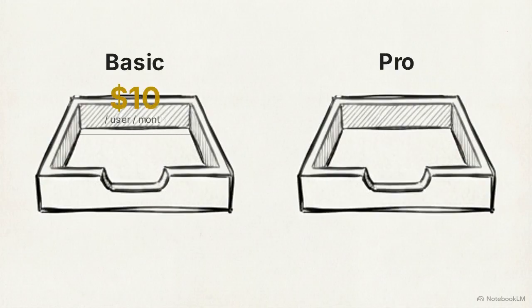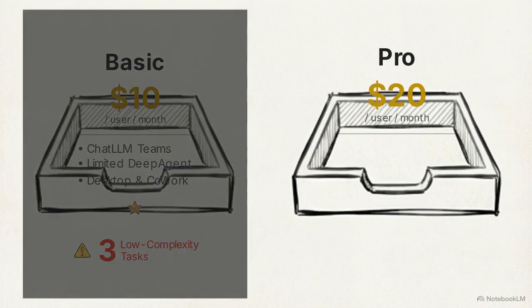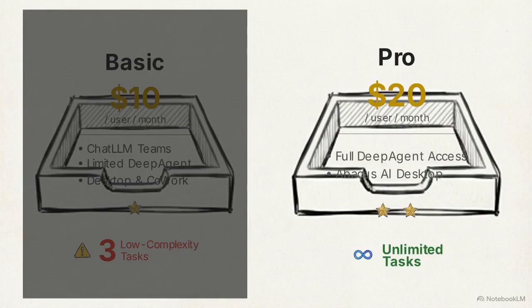The basic tier costs $10 monthly. It allows Cowork, but imposes a strict limit of 3 low-complexity tasks. The Pro tier is $20 monthly. It unlocks full deep agent access and unlimited Cowork tasks, entirely removing complexity bottlenecks.